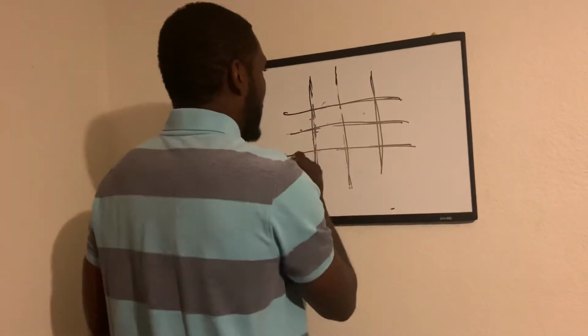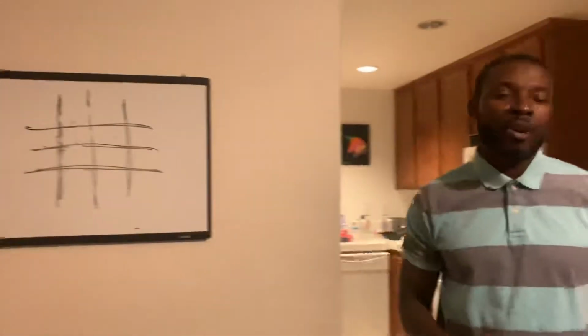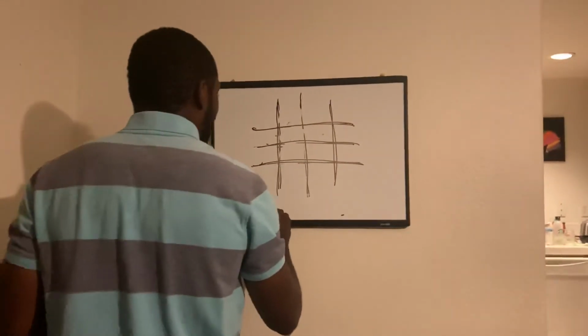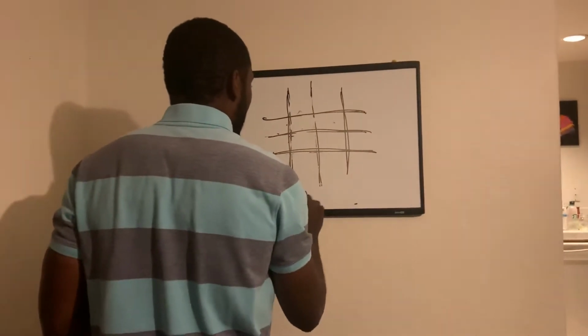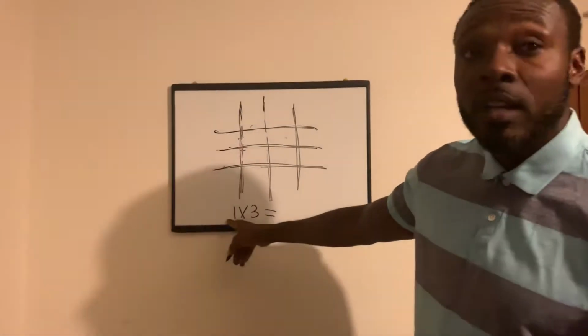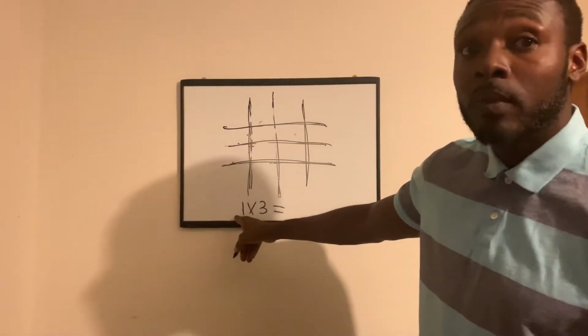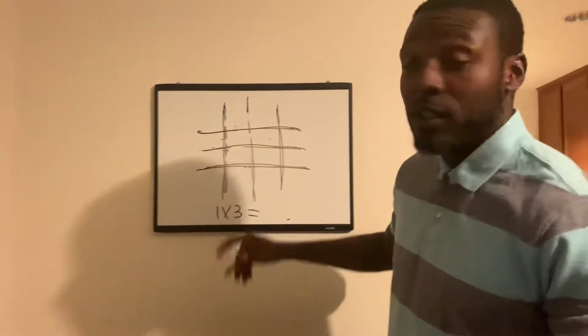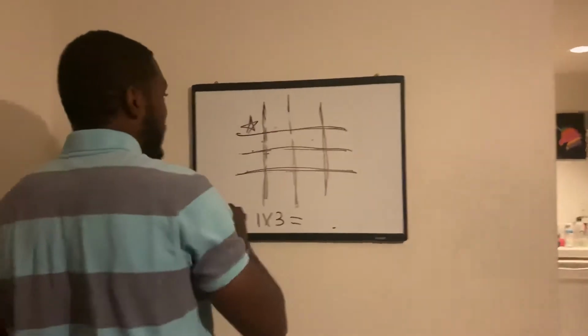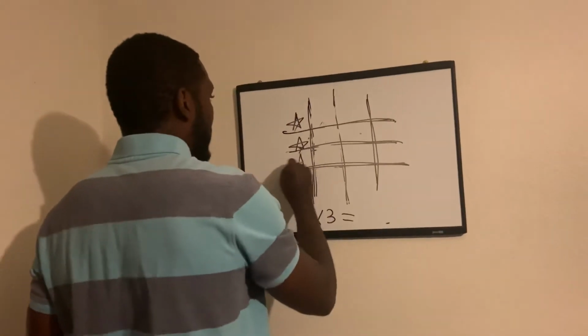So, okay, once again, we have our grid set up, okay? And let's this time do a simple multiplication problem. Let's do 1 times 3. Okay, so 1 times 3, okay? So what that's simply telling me is I'm going to have one column, okay, with 3 stars in it. So let me show you what I mean. Okay, I'm going to have one column, okay, with 3 stars, okay?